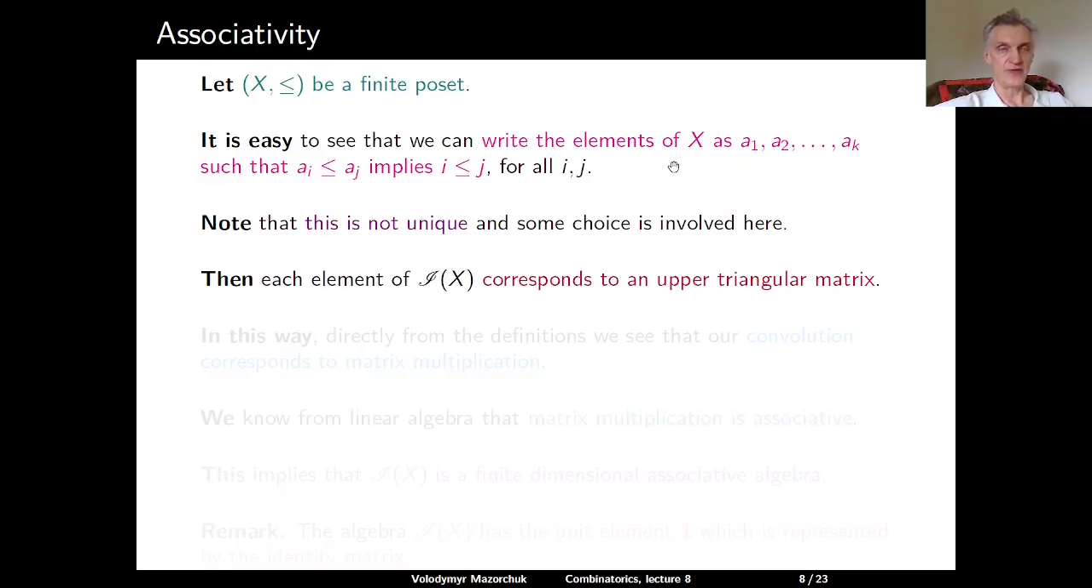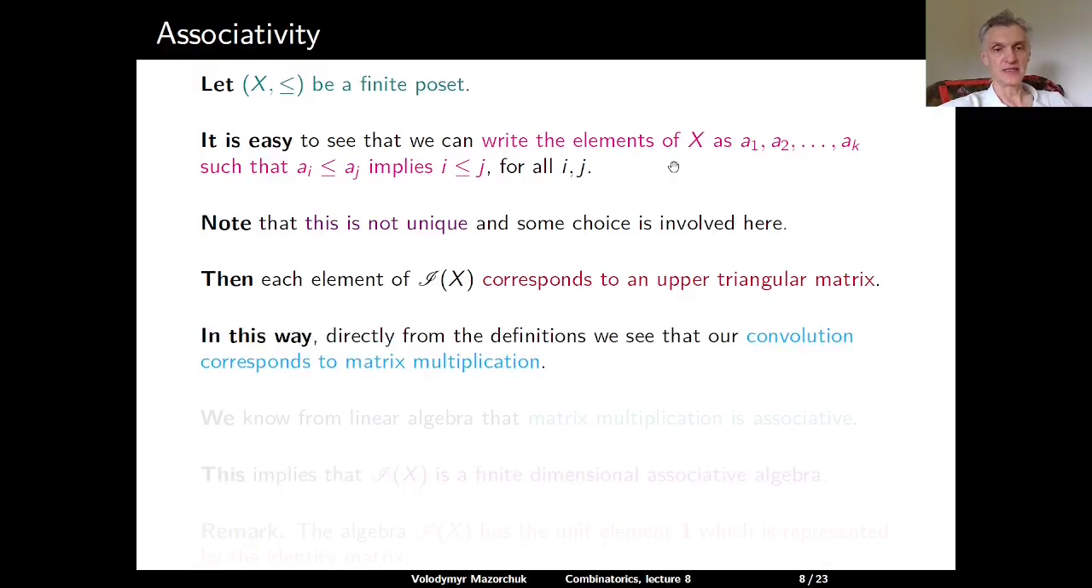In any case, if we fix such an order, we can represent the elements of I(X) as upper triangular matrices. So we have a matrix where rows are indexed by a_1, a_2, and so on, a_k, and columns are indexed by a_1, a_2, and so on, a_k, and in the intersection of row i and column j, we write the value of our element in the incidence algebra at the pair (a_i, a_j). And in this way, directly from the definitions, our convolution of functions corresponds exactly to matrix multiplication.